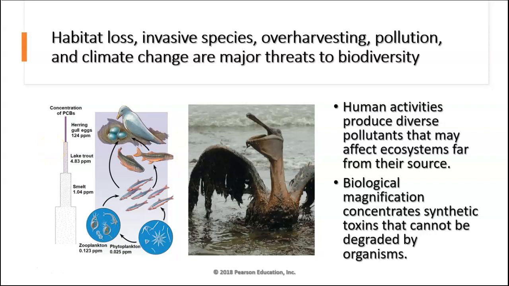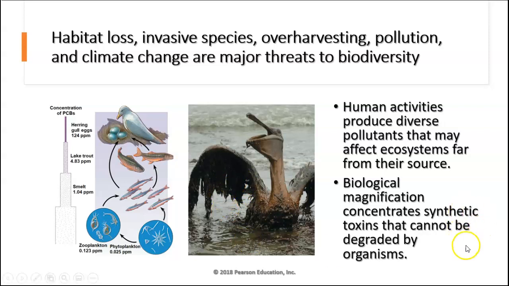We also have human activities that make various kinds of pollutants that can affect ecosystems a long way from their source. Here we have a pelican that's damaged by the oil spill from the Deepwater Horizon oil well that spewed oil into the Gulf of Mexico for several months, a few years ago.